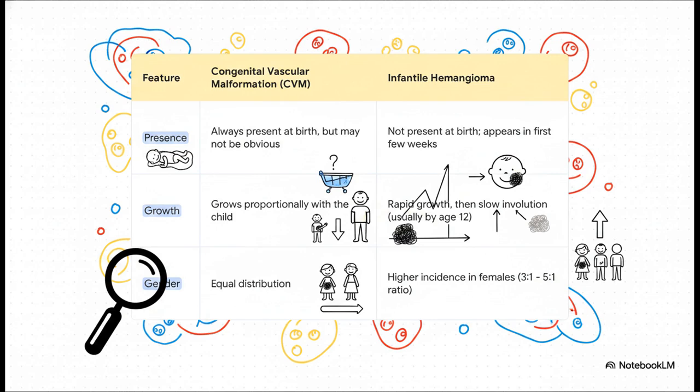Just look at the first two rows, presence and growth. A CVM is a structural mistake. It's there from birth, even if it's subtle, and it just gets bigger as the child gets bigger. An infantile hemangioma, on the other hand, is a benign tumor that pops up a few weeks after birth. It grows like crazy for a while, and then, and this is the key, it starts to shrink all by itself. So just asking about the timeline gives you a huge clue. Your history taking is your superpower here.